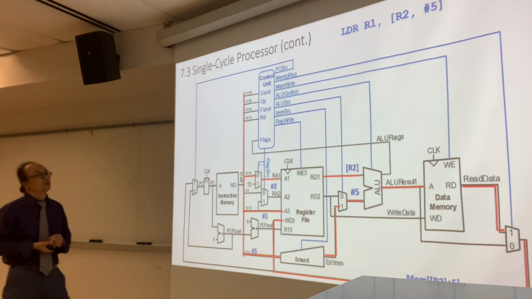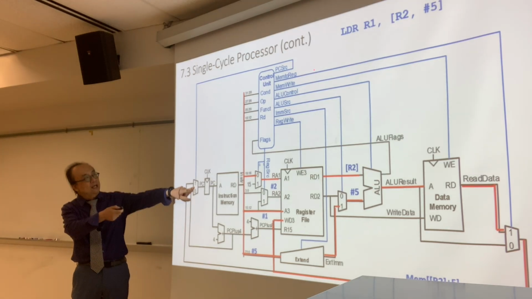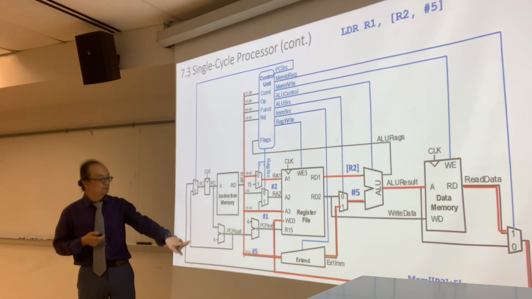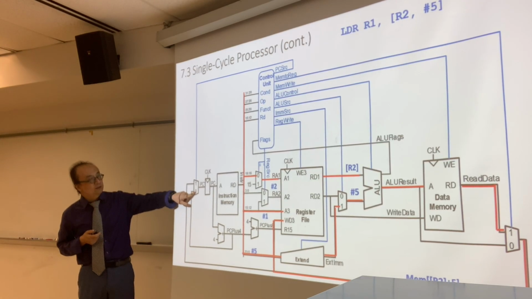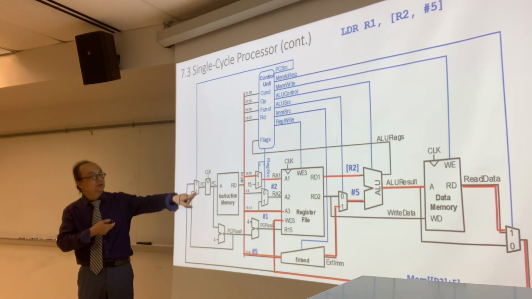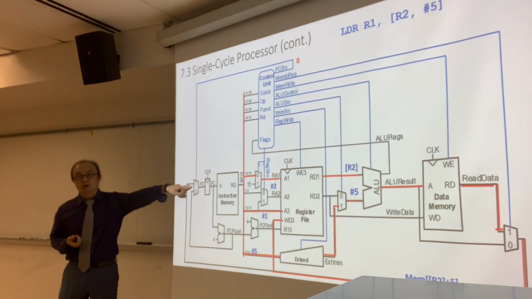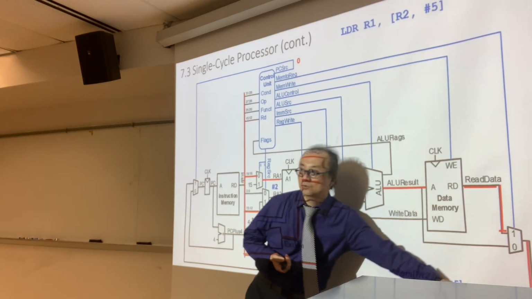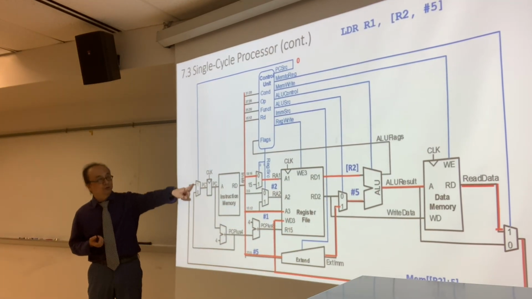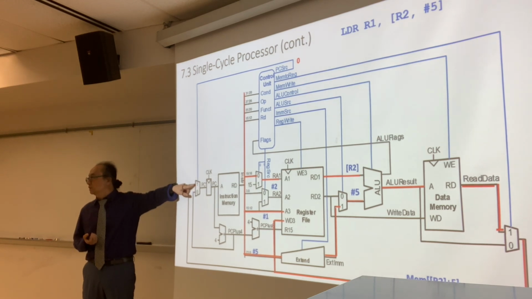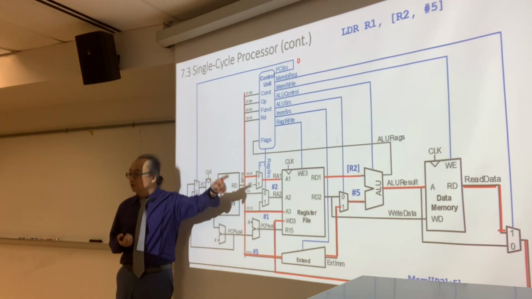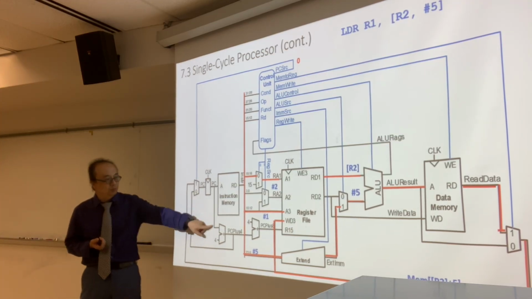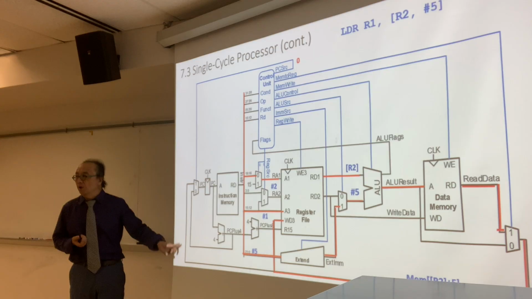PC source, the program counter source. For LDR, PC is just PC plus 4, right? In that case, the value of PC source is going to be 0. When do we have 1? When you get the new PC value from here, the ALU, this is the path coming to here. Which instruction was it? Branch. So we're going to calculate the target address, and we need to feed it in here. So instead of taking PC plus 4, we're going to have a branch target address.